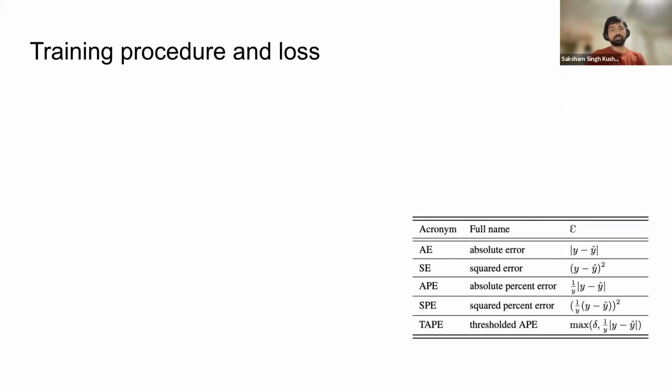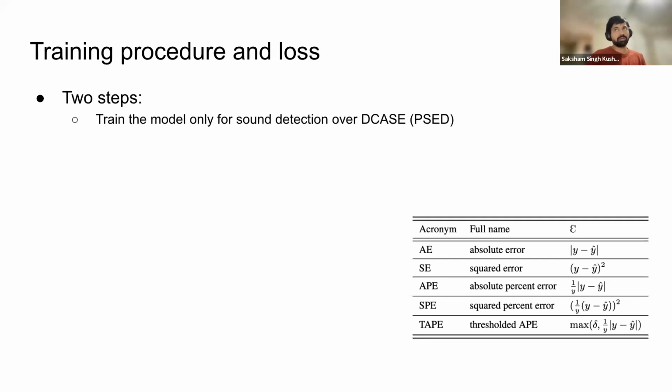We do a two-step training. First, we train the sound detector over decades of data, and we call this the pre-trained sound event detector or PSED. Then we do multitask training of sound detection and distance estimation.